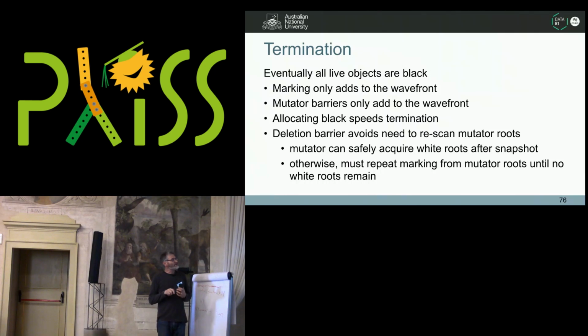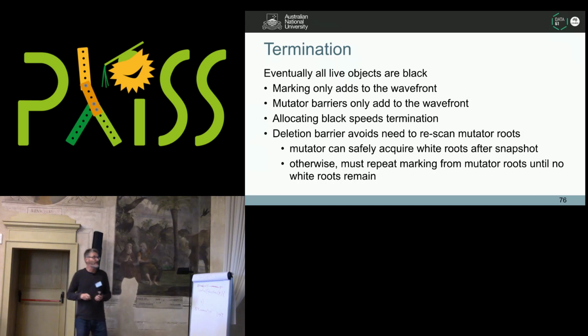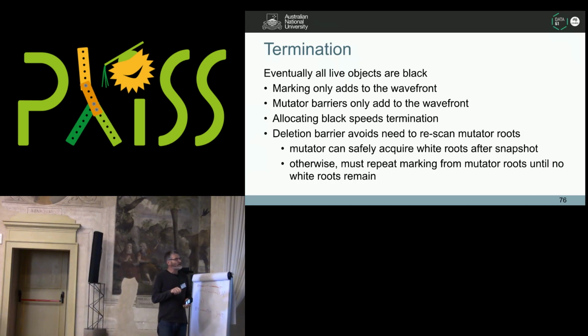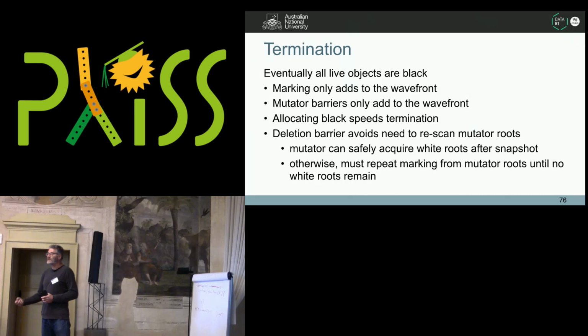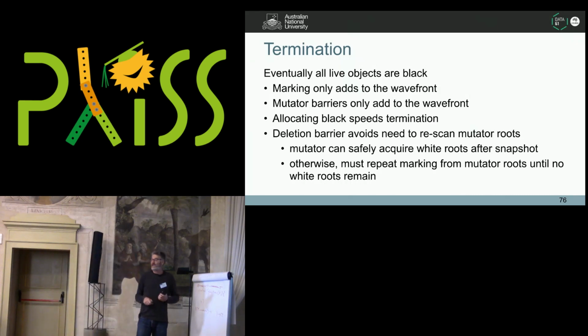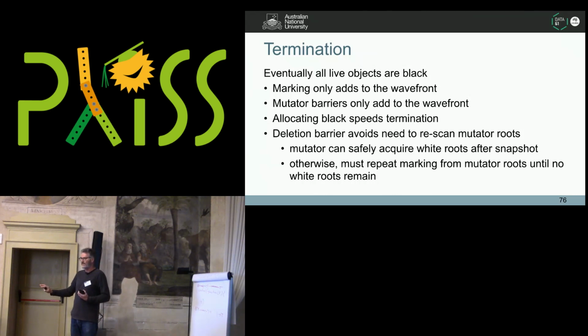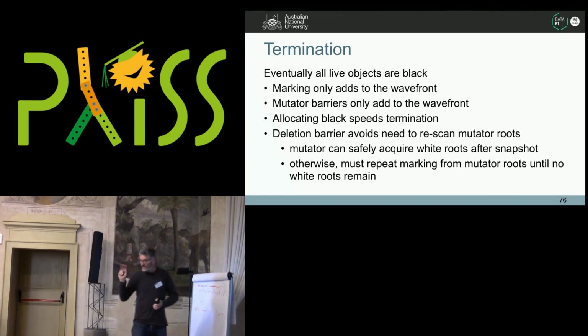The argument around termination is that eventually all the live objects become black. There are no more gray objects to process. Marking only adds to the wavefront. The mutator barriers only add to the wavefront. And what's more, if we want to really make sure that things get to a brief conclusion, we can go ahead and allocate objects black. So they're never factored into the termination question for the collector. Right? The collector never has to look at them. We'll see in a moment that this has a slight wrinkle to it, which I'll talk about in a minute.